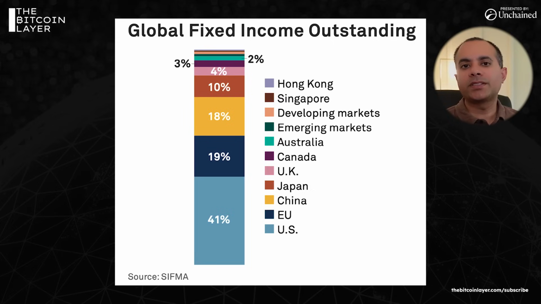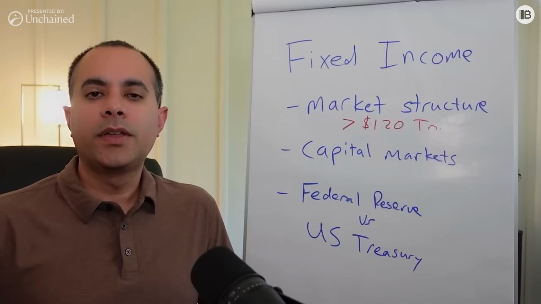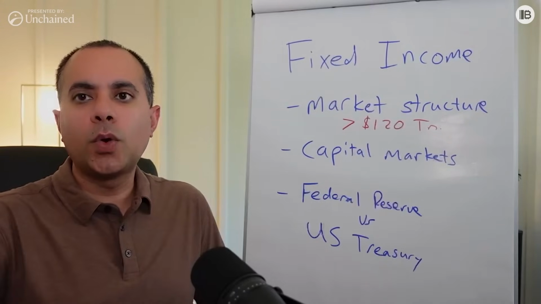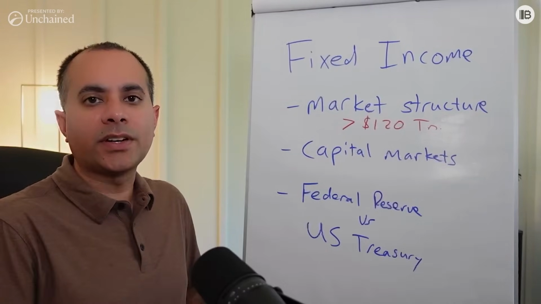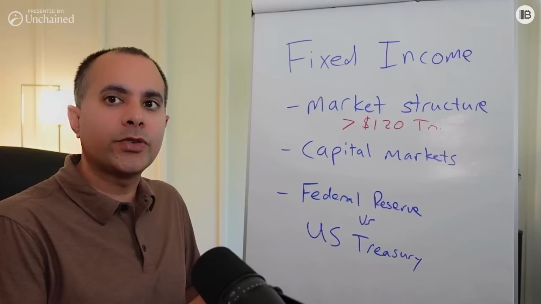With this chart, we can see that fixed income is, in fact, a global asset class, about 40% of it US based, 20% of it in Europe, 20% of it in China, and then throughout the rest of the world. Fixed income securities exist in every corner of the financial system, and governments all around the world use the fixed income market to borrow.